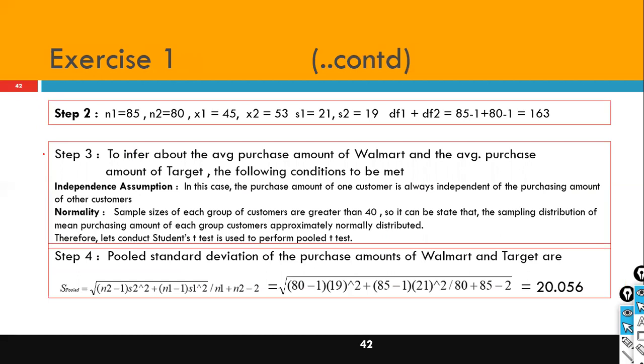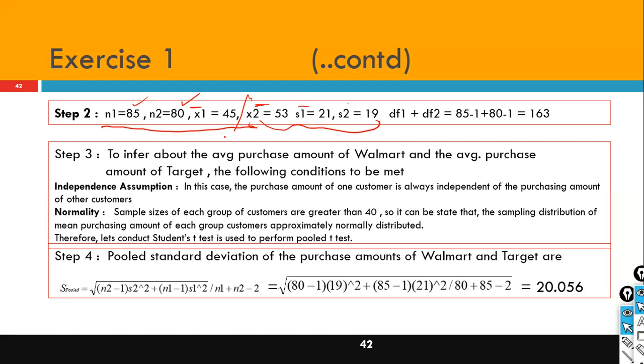So next one is, we are going to list down all the things, okay? Because we have two samples. Two samples are independent. Walmart is different, Target is different. So Walmart related data is up to this one. And this is my Target data, okay? The second sample. First sample size is 85, second sample size is 80, and 45 is the X1 bar and 53 is the X2 bar. This is Walmart average spend, Target average spend, standard deviation of Walmart.